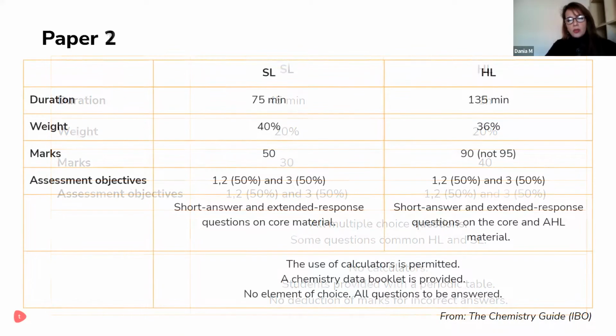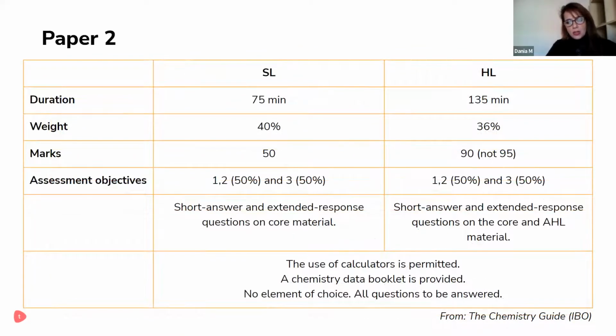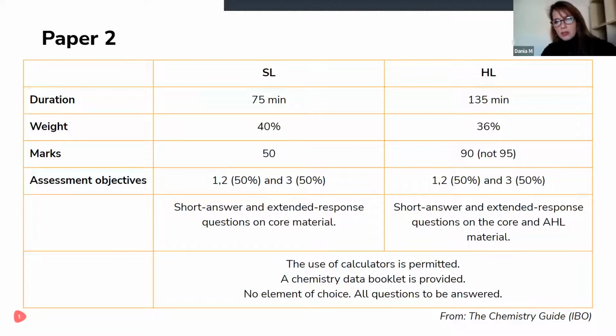Paper 2 is more of answers that students need to provide to certain questions. There are no options. Students need to answer all the questions. And again, they target objectives 1, 2, 3. They are on the core syllabus, plus the additional higher level material for higher level. That's why it's much longer for higher level: 75 minutes for standard level, 135 minutes for higher level. Calculators now are permitted. Students have more than a periodic table. They actually have a whole data booklet of information that is made available to them.